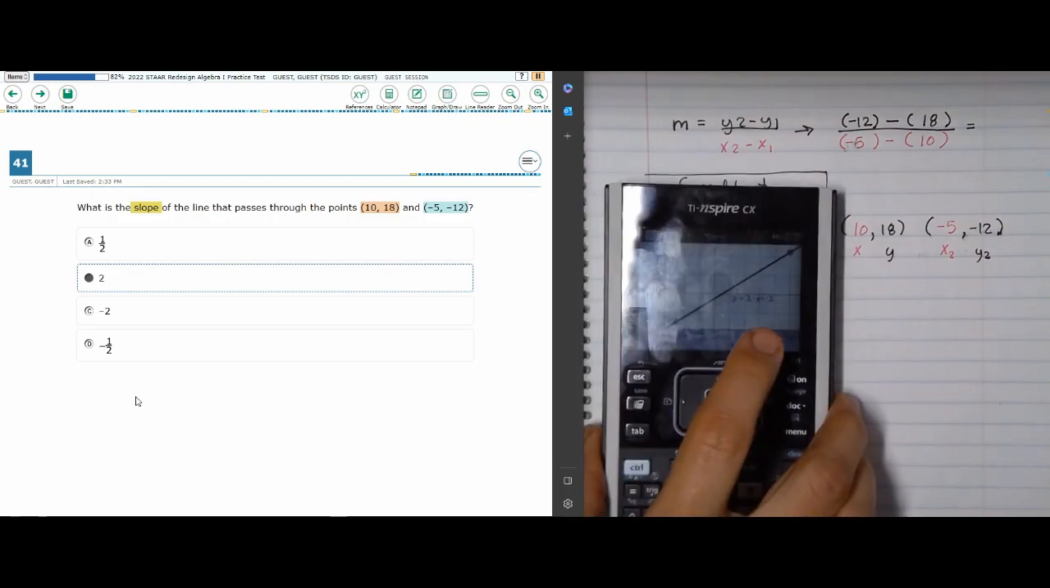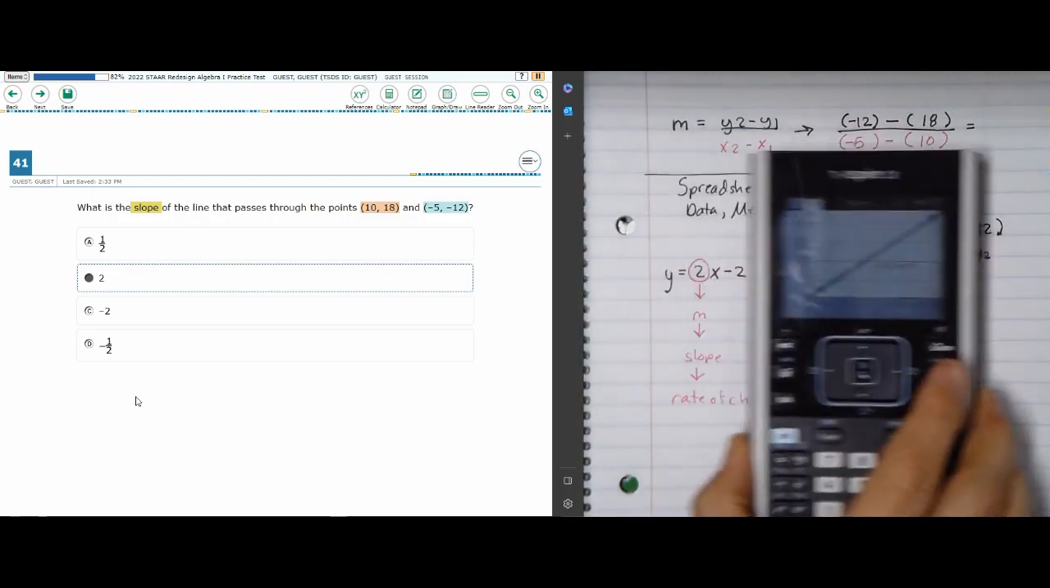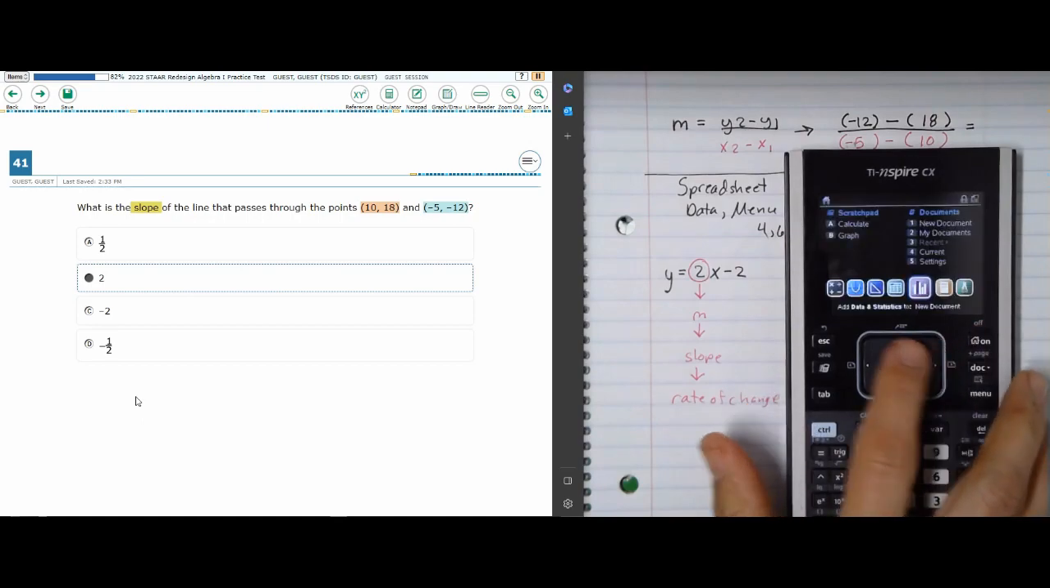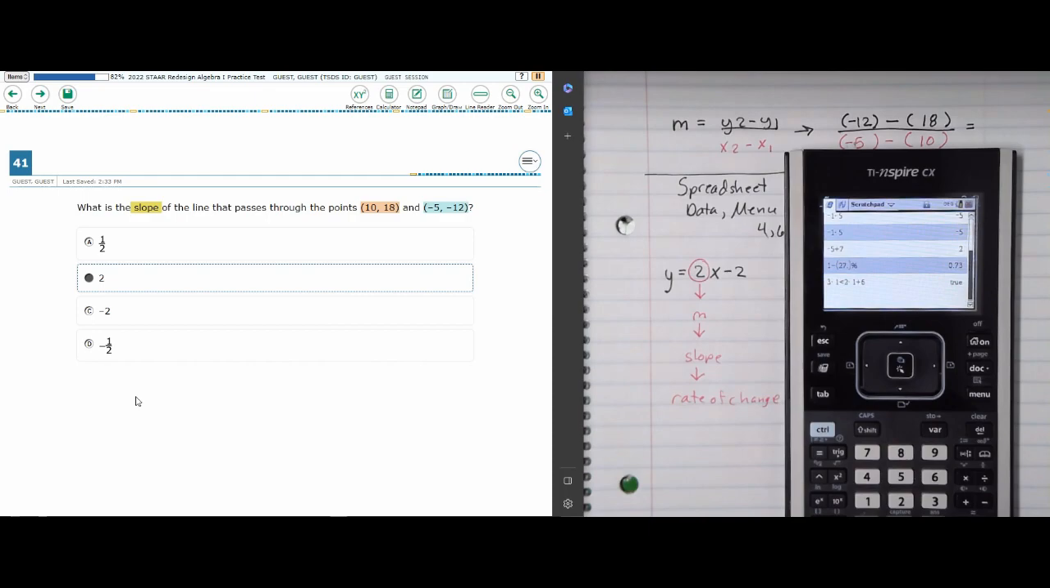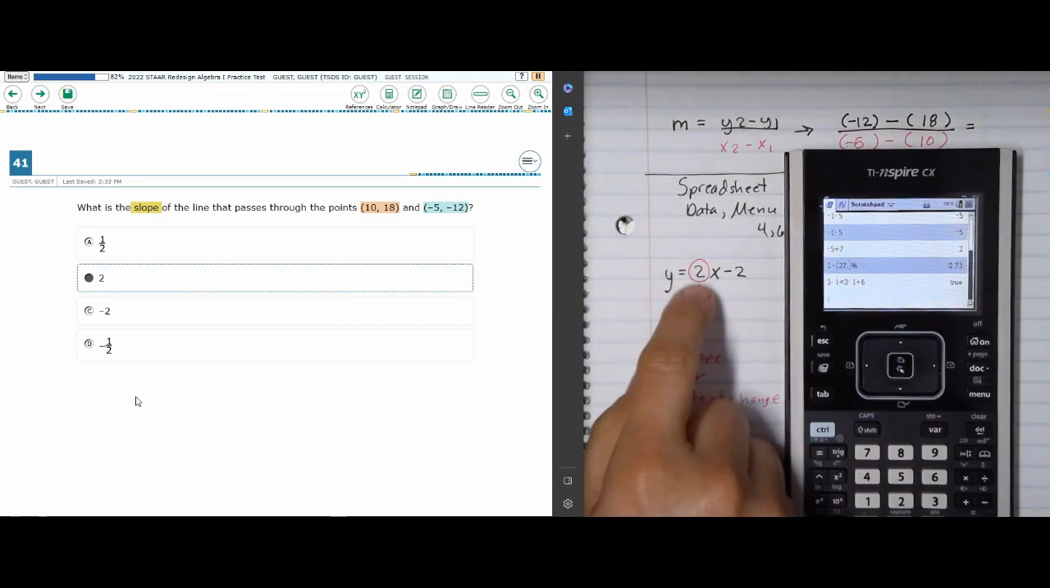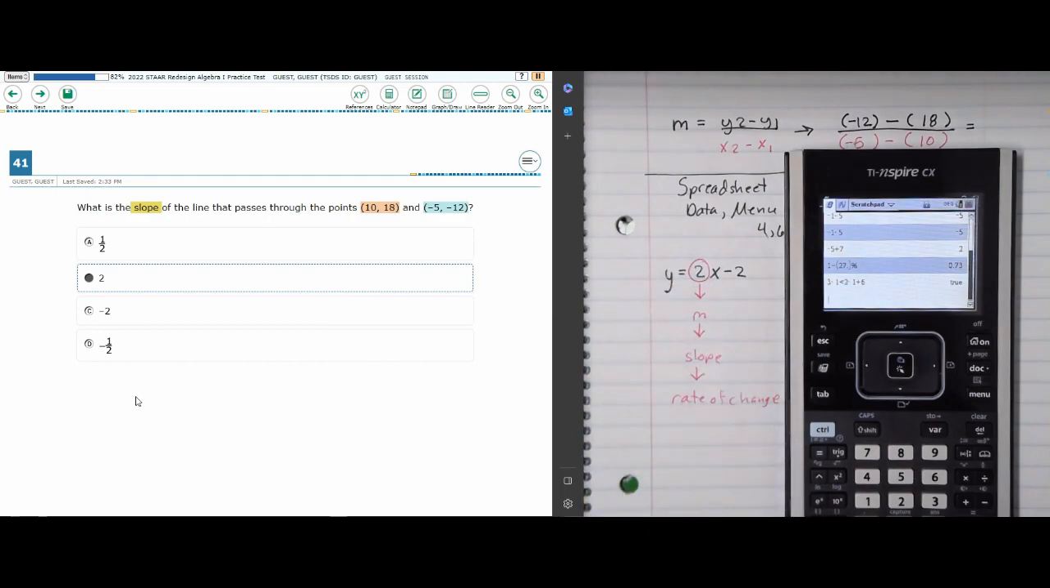Now, I feel like the formula is useful if you want to definitely get your answer in fraction form, because it'll give you the fraction. On the other hand, if you use spreadsheet, it's always going to give you the slope in decimal form.